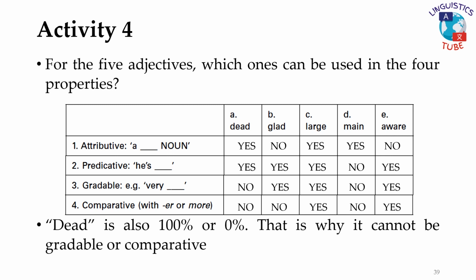As we previously discussed, dead cannot be gradable nor comparative because death is either 100% or 0%. In other words, a person is either dead or alive. There is no in-between.